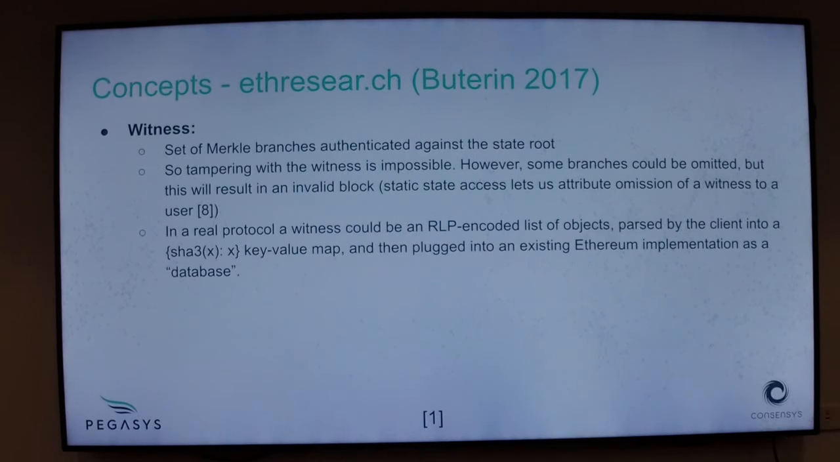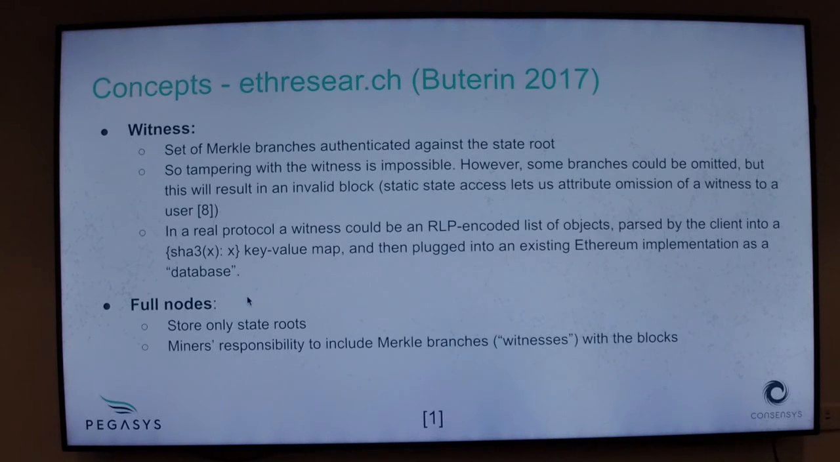Okay, so just to carry on from there, in a real protocol, a witness could be an RLP encoded list of objects parsed by the client into a key value map and then plugged into an existing Ethereum implementation as a sort of database. Then full nodes will store only state roots. It's the miner's responsibility to include the Merkle branches, which are what we call witnesses, with the blocks.